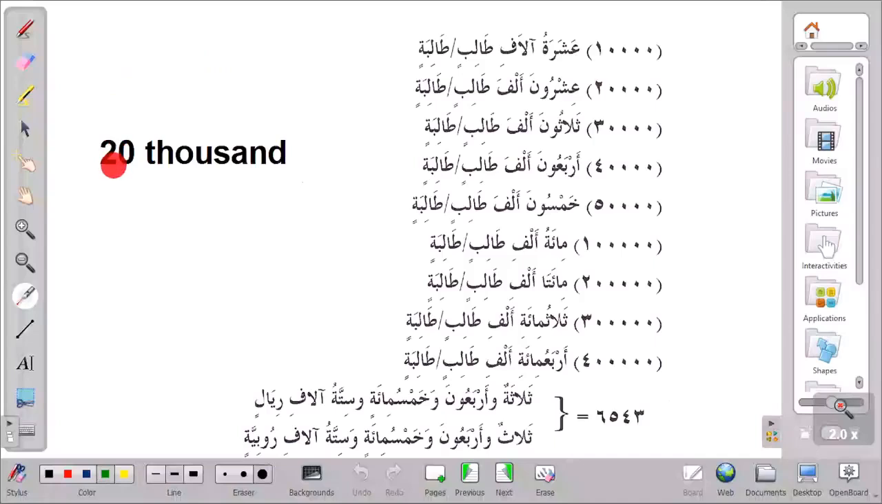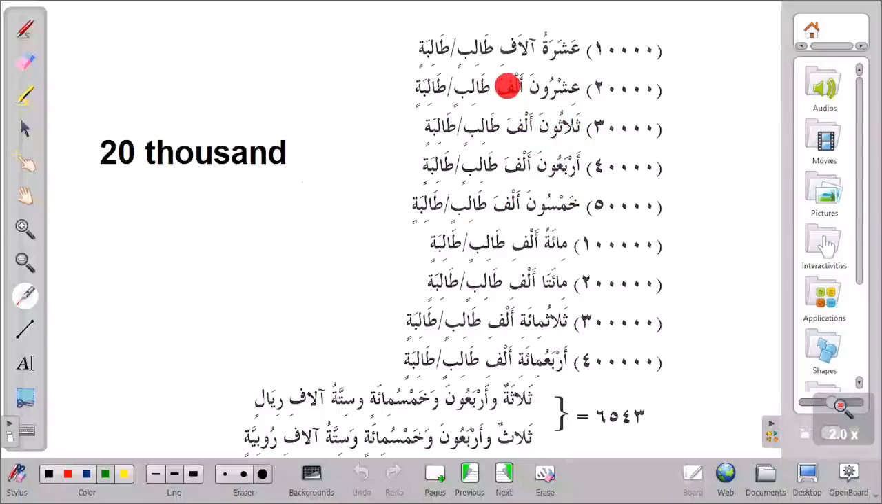Because for numbers from 11 to 99, the thing we are counting should be mansub and then mufrad. How is that clear? Because we have crossed 3,000 to 9,000, from 13,000 onwards up to 99,000, the thing will be alfa, singular mansub. So ishruna alfa, thalathuna alfa, arba'una alfa, khamsuna alfa. And it's not alfan, it's not tanween.